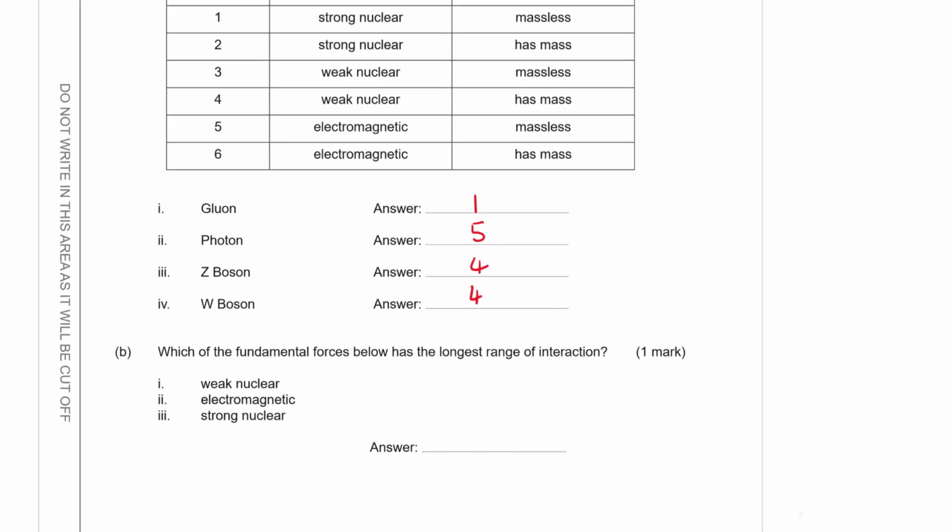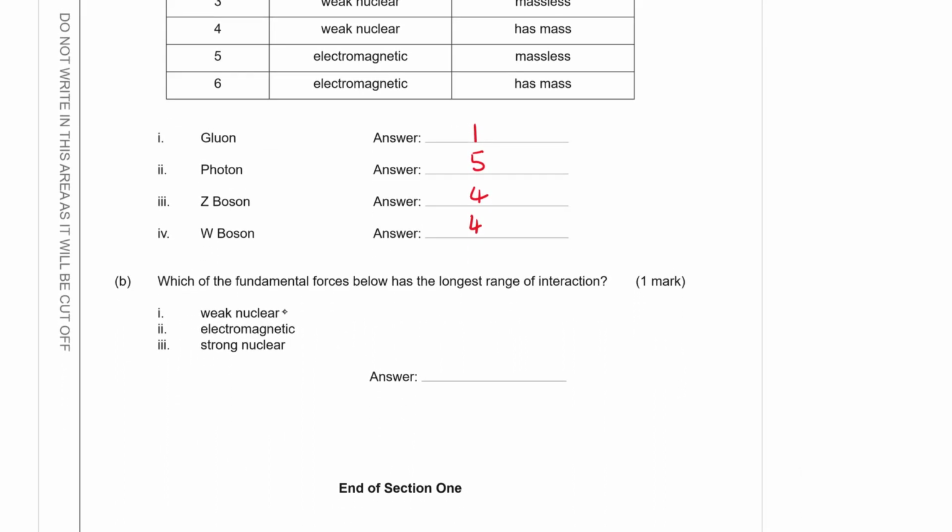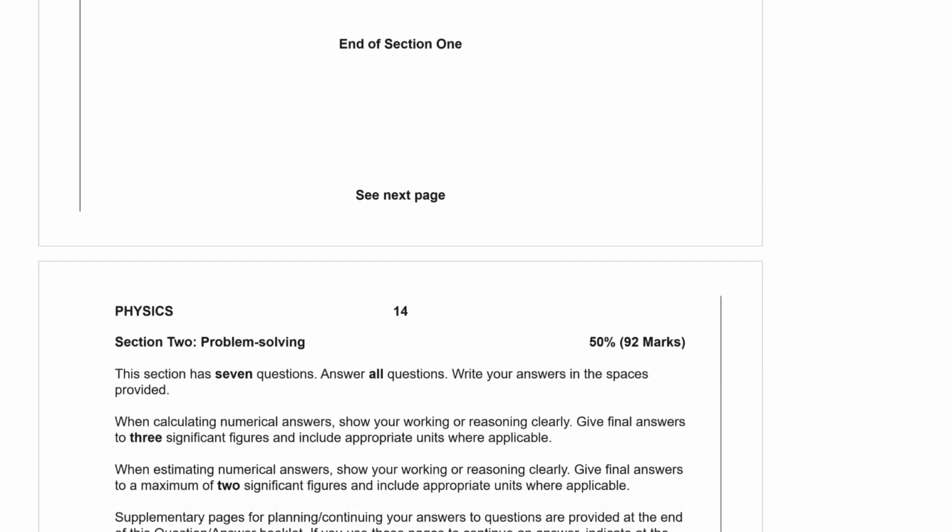Which of the fundamental forces has the longest range of interaction? So we know that the weak nuclear and the strong nuclear have a finite distance over which they act, whereas electromagnetic and gravity have an infinite range. Now, because gravity is not here, it makes our choice pretty easy. So write down electromagnetic. And that's section 1 done.